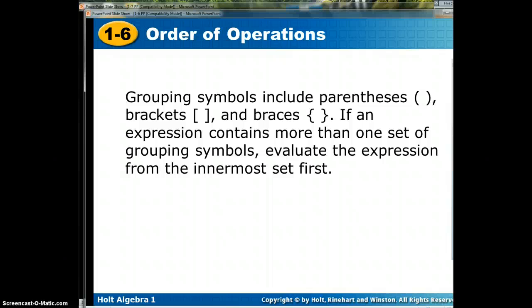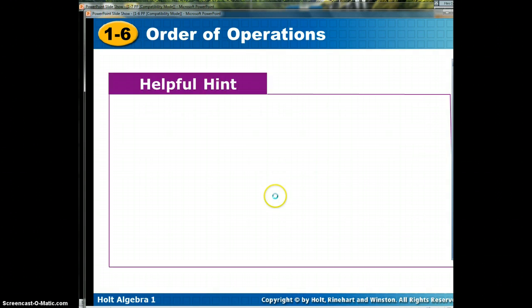Grouping symbols, you'd see we have all of these things. You have parentheses, brackets, braces. Okay. And if there's more than one set of grouping symbols, you work from the inside out.